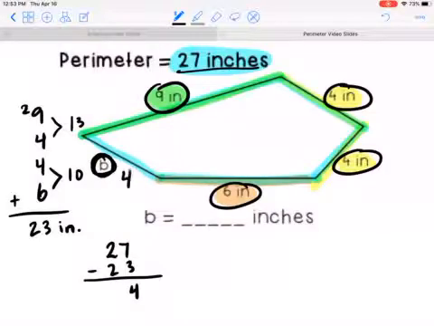So this side length is 4 inches, which makes sense because from the picture we see that it's shorter than 9 and 6. We want to make sure the scale makes sense. So we know that B is going to be equal to 4 inches.